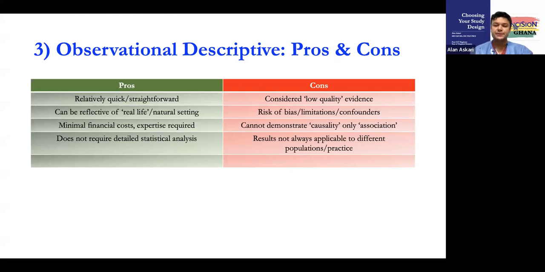What are the downsides? Well, they are often considered to be relatively low quality evidence. There is a risk of bias and a risk of not being able to control for confounders and limitations. They cannot really readily demonstrate causality. Like we said, randomized control trials are very good at demonstrating cause and effect: I gave you this drug, this is what happened to you. Observational studies can't really do that. They can only really demonstrate association.